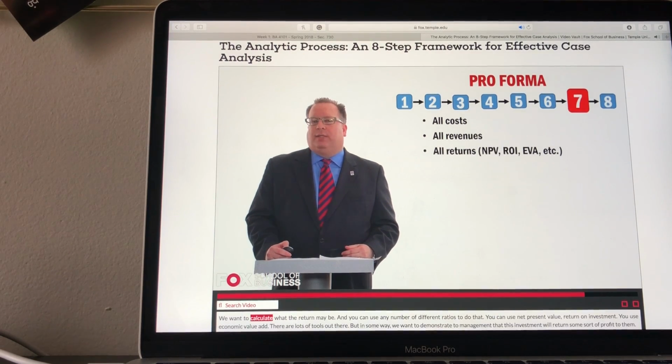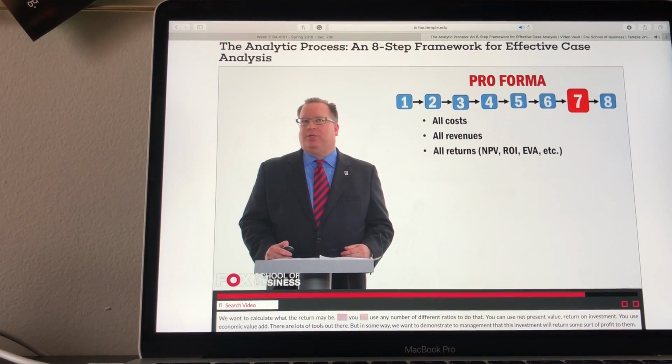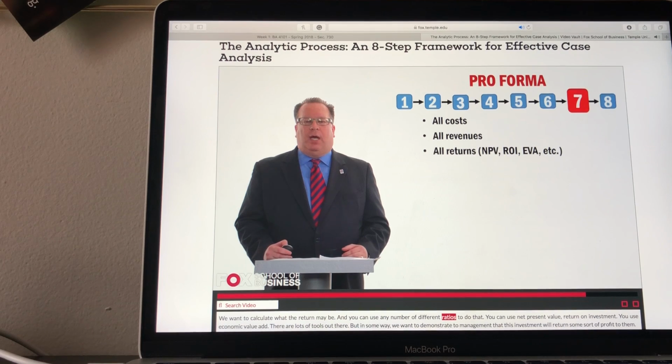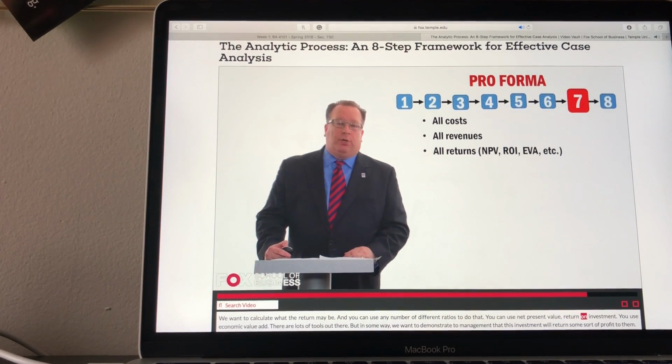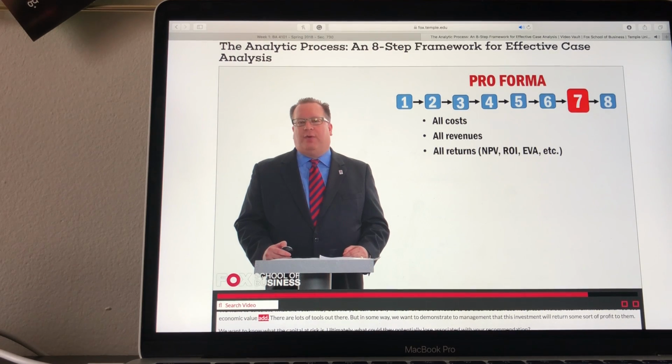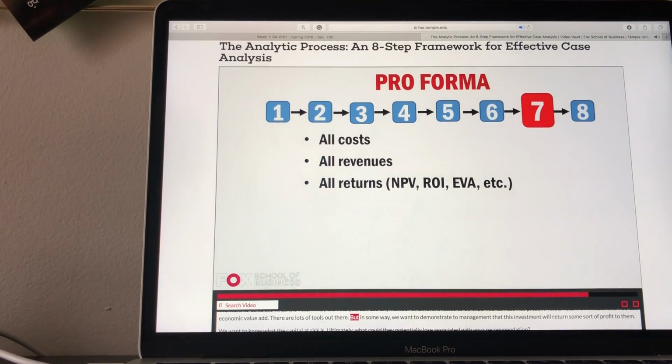We want to calculate what the return may be, and you can use any number of different ratios to do that. You can use net present value, return on investment, you can use economic value add. There are lots of tools out there. But in some way, we want to demonstrate to management that this investment will return some sort of profit to them. We want to know what the capital at risk is. What's the ultimately, what could they potentially lose associated with your recommendation?